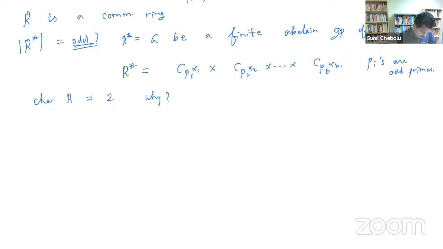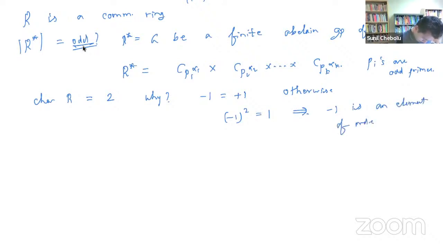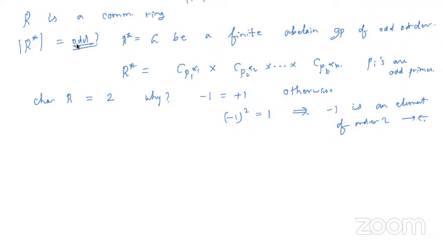Because −1 should be equal to +1. Otherwise, (−1) squared is equal to 1. So this implies there exists an element of order 2, which is impossible in a group of odd order. So −1 is an element of order 2, and that is a contradiction. You cannot have an element of order 2 when you're starting with a group which has an odd number of elements. So therefore, it has to be characteristic 2.